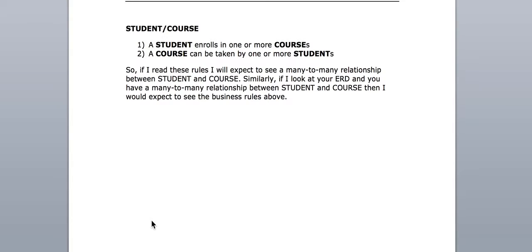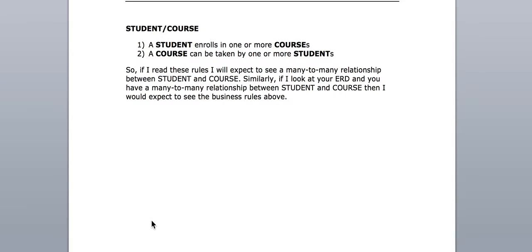So when we're looking at the relationship, trying to define the business rules, we have to read the relationship both ways. How does a student relate to a course, and how many instances really of a student relate to a course, and how many instances of a course can relate to a student? So these are the business rules that I've come up with.